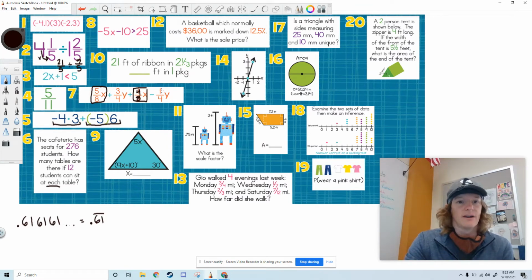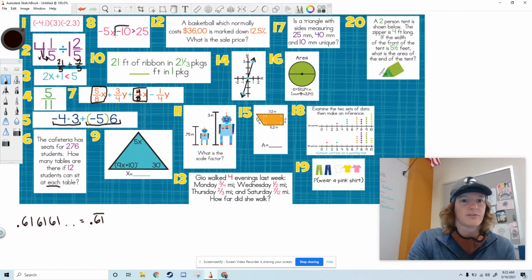You need to combine the second term. You have negative 1/4 y and 3/4 y. Your answer is going to have two terms, one of them that has an x, one of them that has a y. Number 8, we need to solve this inequality just like we did on number 3.